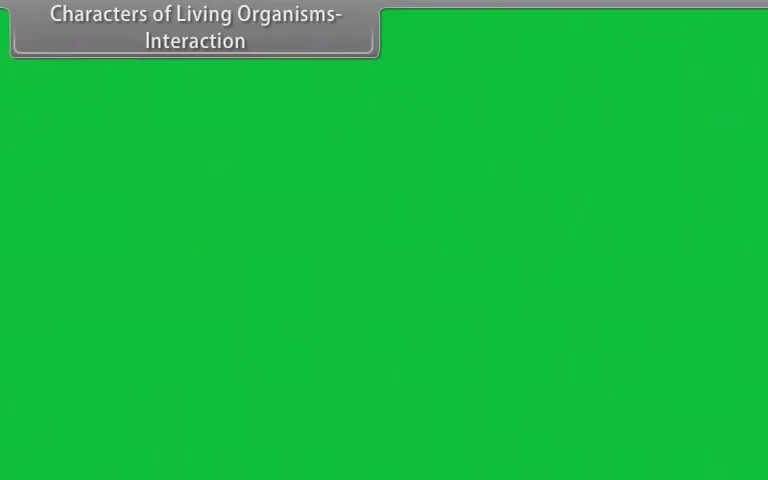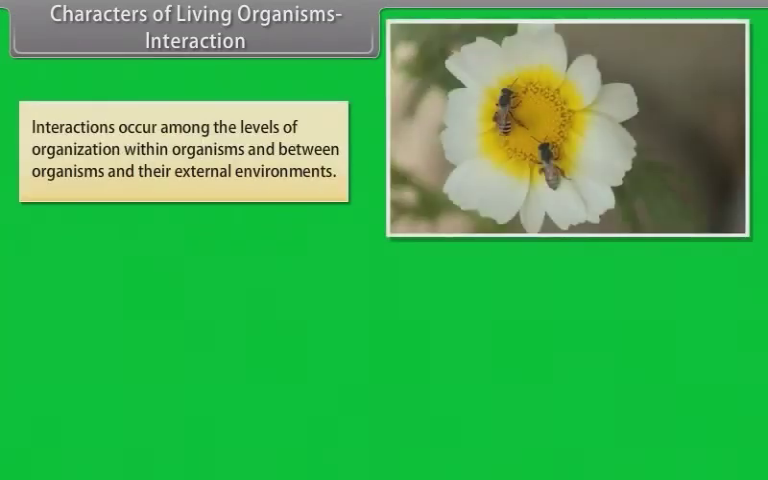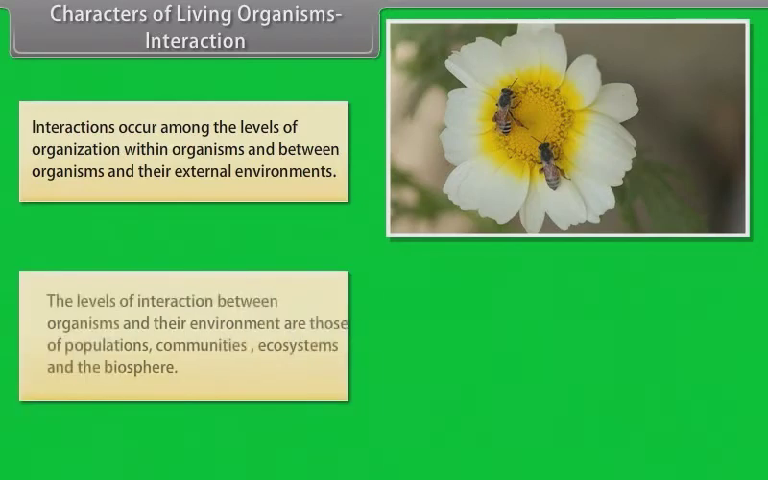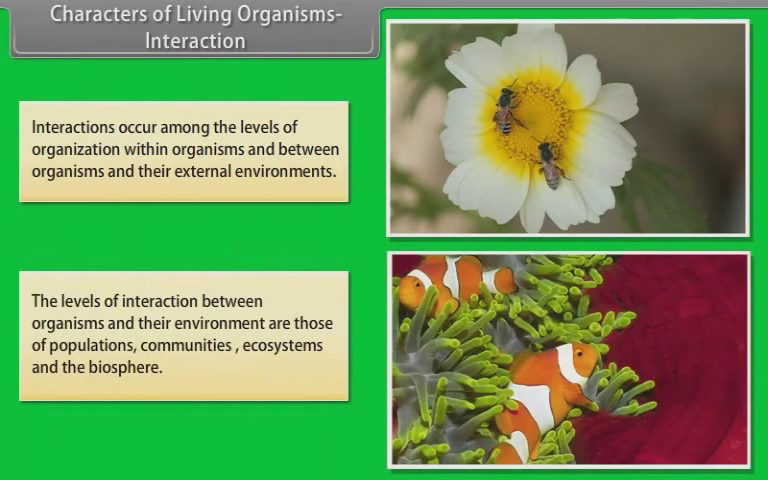Characters of living organisms. Interaction. Interactions occur among the levels of organization within organisms and between organisms and their external environments. The levels of interaction between organisms and their environment are those of populations, communities, ecosystems, and the biosphere.